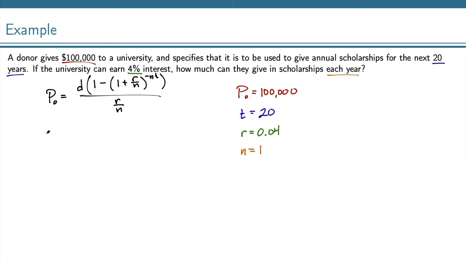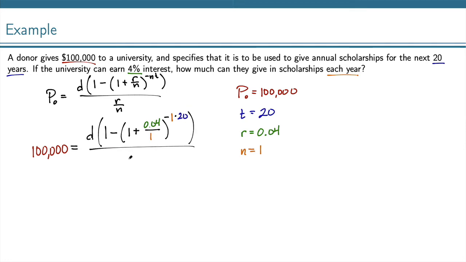So we've got this P naught, which is the 100,000. 100,000 equals D, we don't know. And then 1 minus 1 plus R is 0.04 over N, which is just 1. And then that's raised to the negative N, which is 1 times T, which is 20 years. And then we divide that by the R, 0.04 over N, just 1.